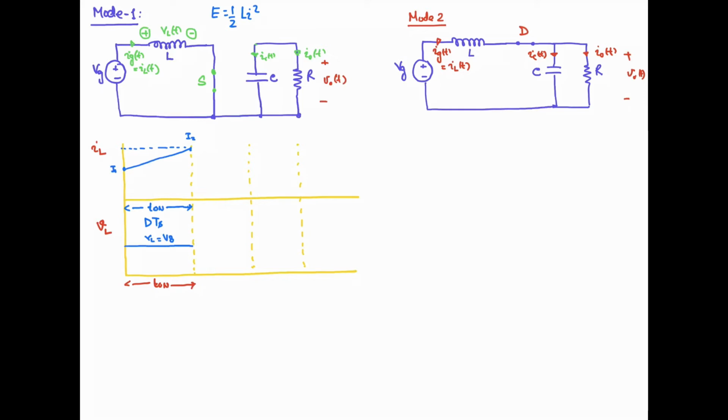Now in the second mode of operation, that is the off interval, when your main switch is in the off state and your diode is in the on state, this inductor will act as the source and will deliver the energy that was stored in the previous cycle to the capacitor and the resistance. So the energy stored in the inductor will be dissipated, and what will be the polarity across the inductor? This point will be positive and this point will be negative.